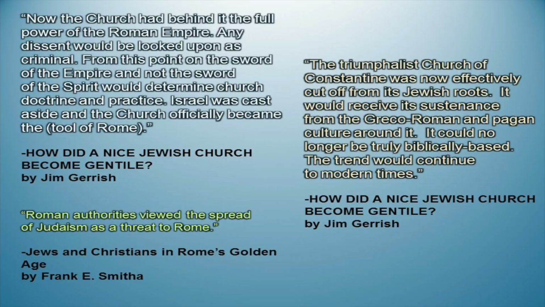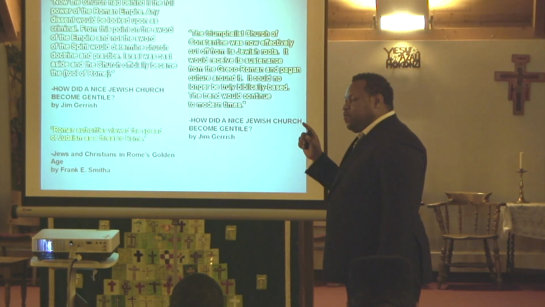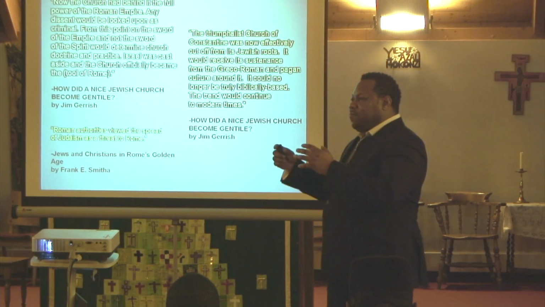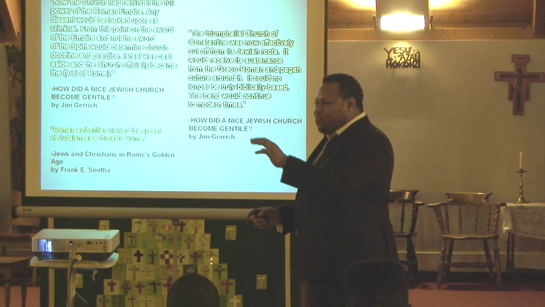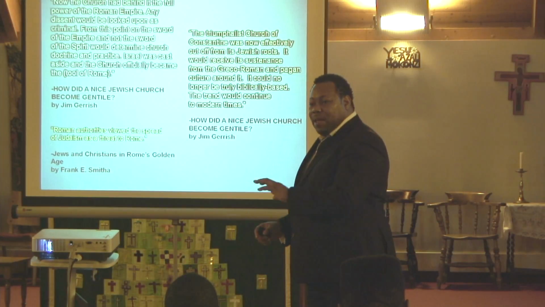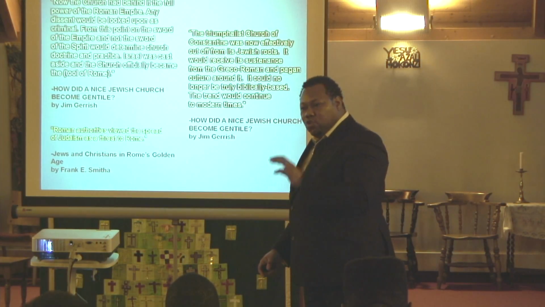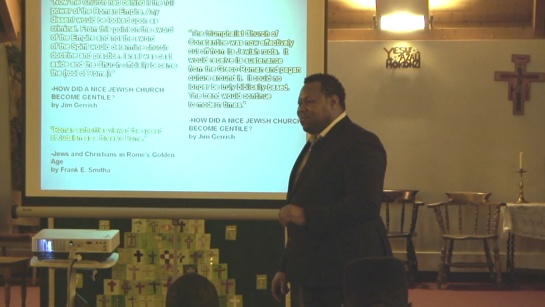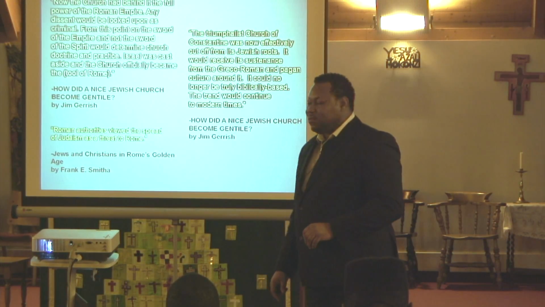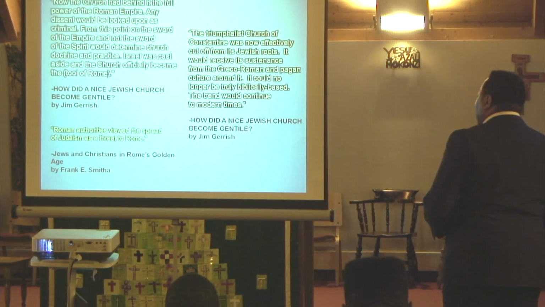Now the church had behind it the full power of the Roman Empire. Any dissent would be looked upon as criminal. From this point on, the sword of the empire and not the sword of the spirit would determine church doctrine and practice. Israel was cast aside, and the church officially became the tool of Rome. If you worshipped any form of deity outside of the recognized Greek god pantheon, or the names they were giving you, in other words, Jesus, you would be killed. You would be killed. How did the nice Jewish church become Gentile again?